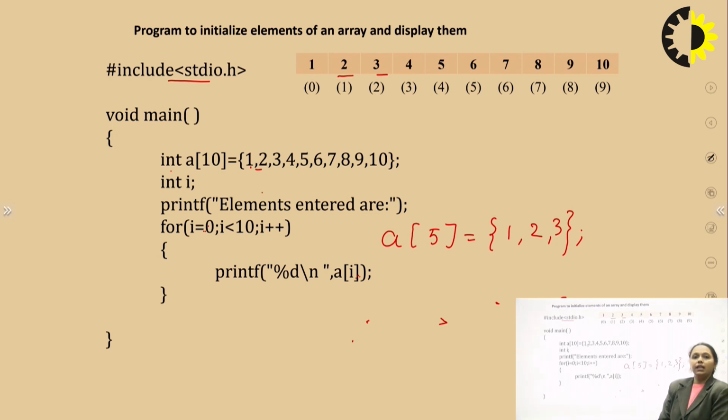So what will happen in the memory? In memory, as arrays are static in nature, a block of 5 cells is created.